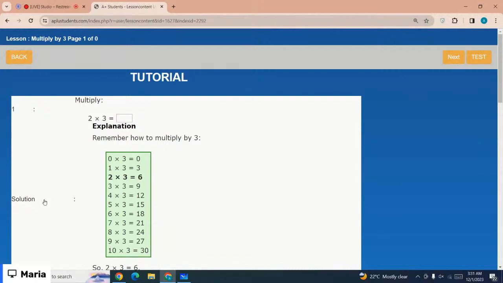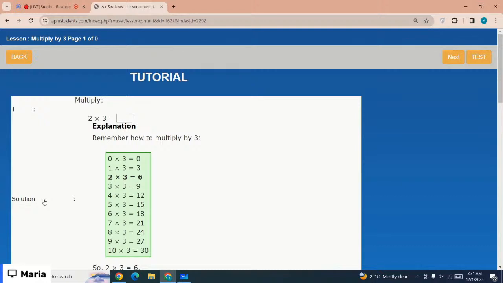Then how do you say this is not the times table earlier? 2 times 3 equals 6, 3 times 3 equal 9, 4 times 3 equal 12, 5 times 3 equal 15, 6 times 3 equals 18, 7 times 3 equal 21, 8 times 3 equal 24, 9 times 3 equal 27, and then 10 times 3 equals 30, right?